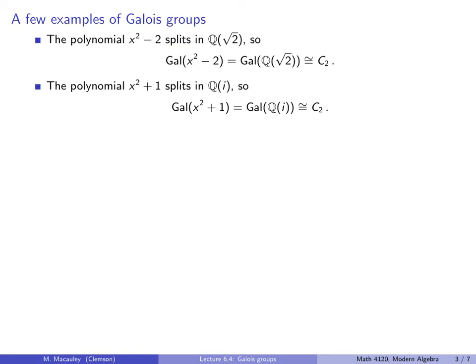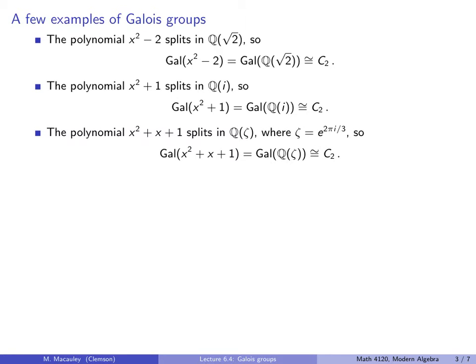Next, the polynomial x squared plus 1 splits in the field Q adjoined i. So very similar to the last one, the Galois group of this polynomial is the Galois group of Q adjoined i, and here we have one non-trivial automorphism, which sends i to negative i. It's just complex conjugation. And so if we have a group of two automorphisms, then it has to be isomorphic to C2, which is the only group of order 2.